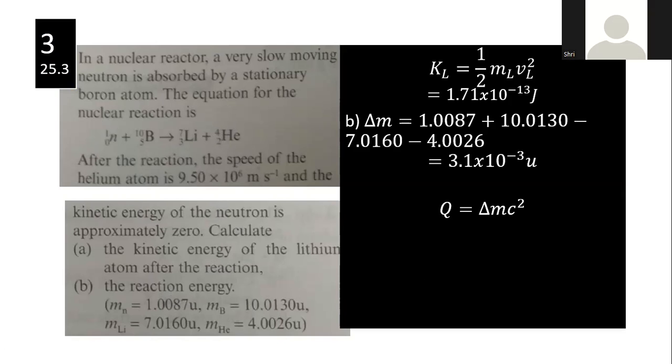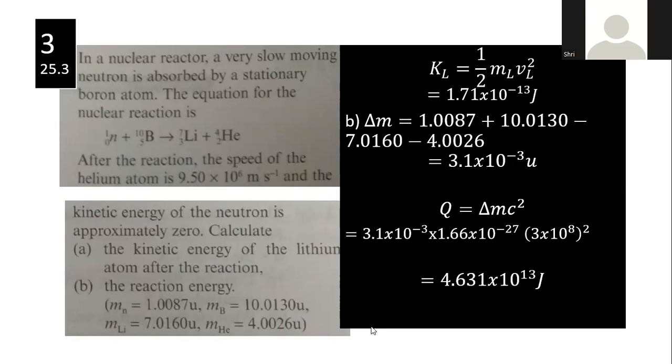Then you need to convert to energy. Most likely they want it in joule. Delta m c square. That's atomic mass unit. Convert it to kilogram, times the velocity or speed of light squared. Okay.